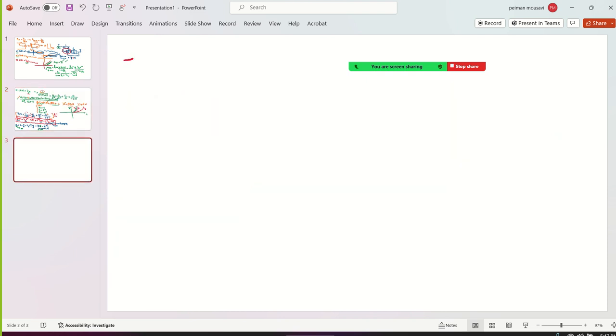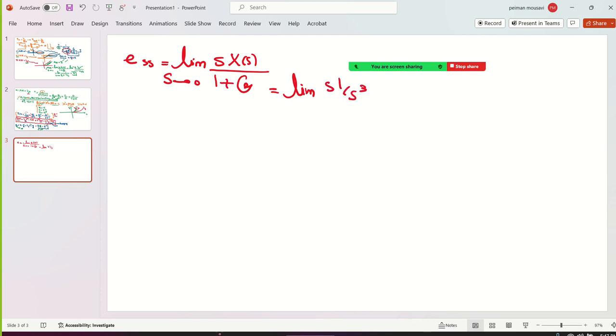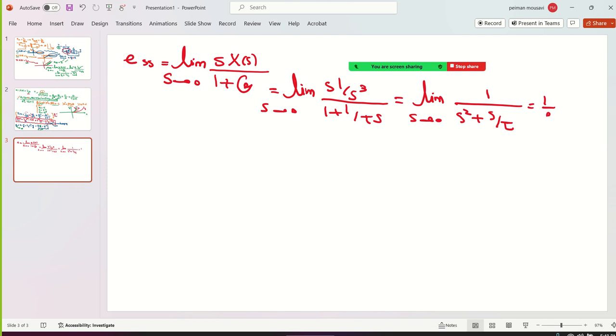Validation is very easy. Final value theorem. ESS is the limit of s, again, x of s over 1 plus g when s goes to 0, as we did for the ramp. So it is 1 over s cubed because this is parabolic, over 1 plus 1 over tau s when s goes to 0. If you put everything there, it's going to be 1 over s squared plus s over tau when s goes to 0. 1 over 0, infinity, large number. So you see that ESS goes to increasing.